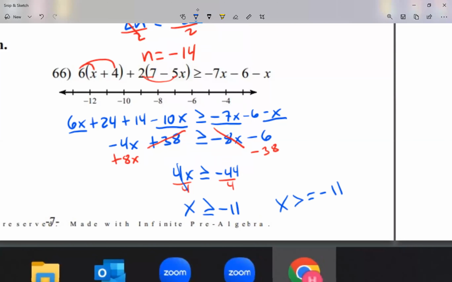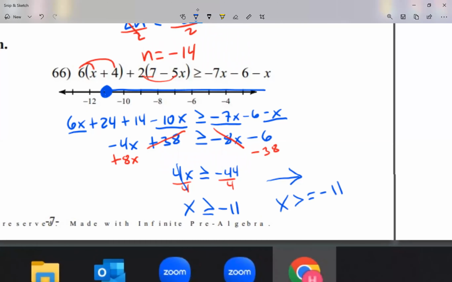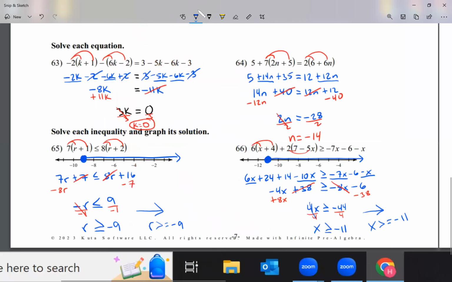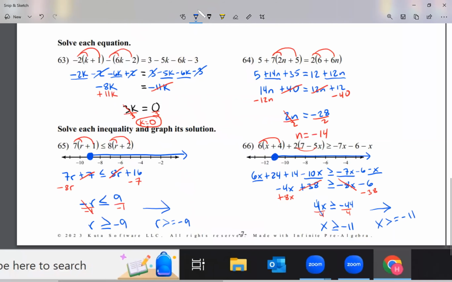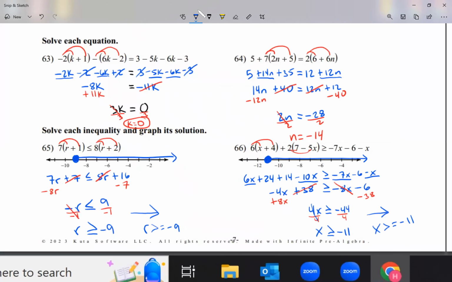If I have to graph this, negative 11 is right here. It's a closed circle this time. My inequality looks like an arrow that goes to the right. So I'm gonna go to the right. This is the hardest it can get, and it wasn't that hard.